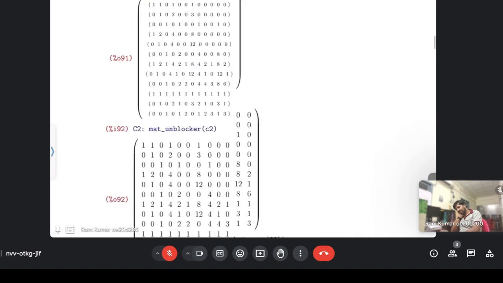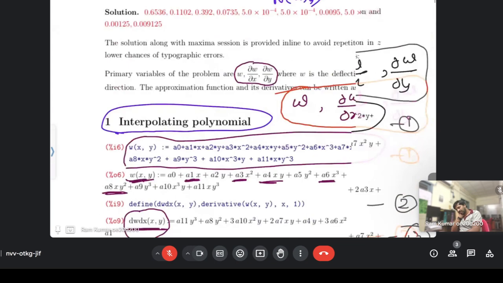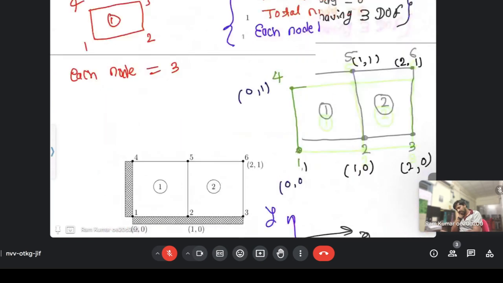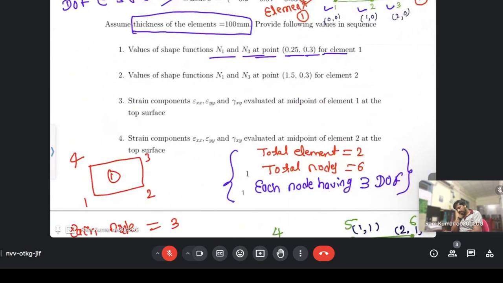Now, what is the next term? How can we solve this big equation? So we got this for element 1 and element 2. Now we want to find the strain components epsilon XX, epsilon YY, and gamma XY.